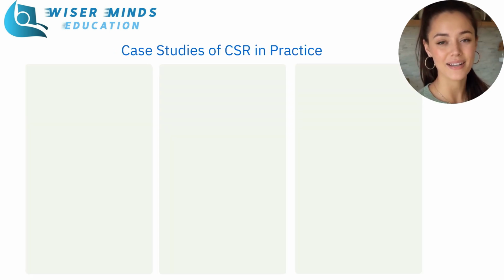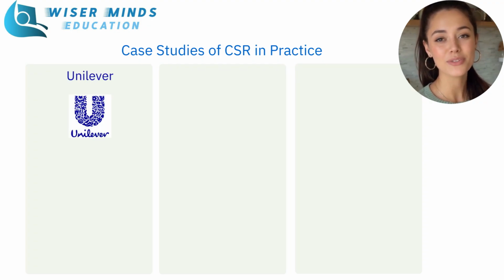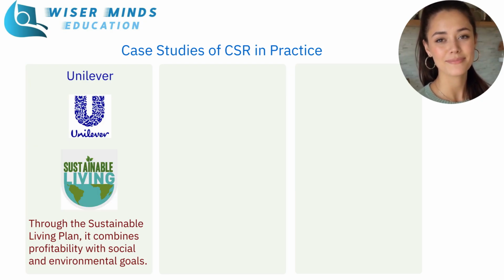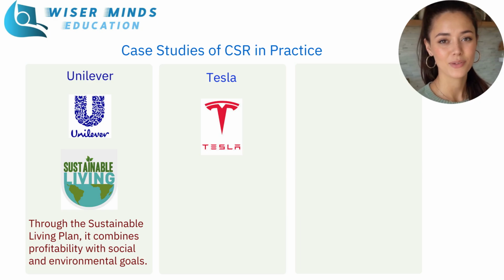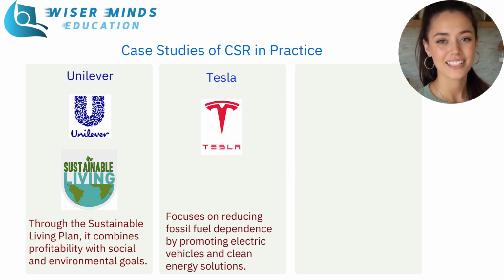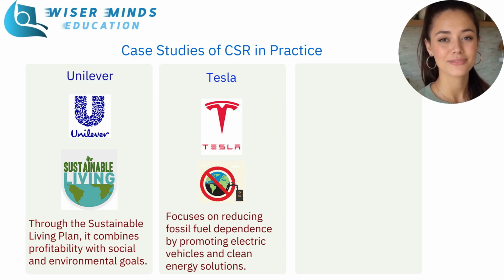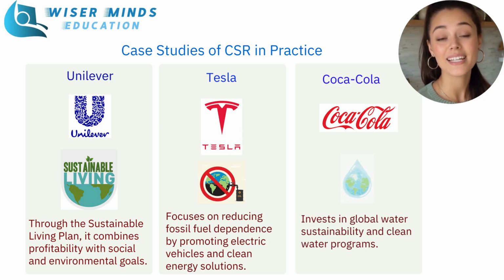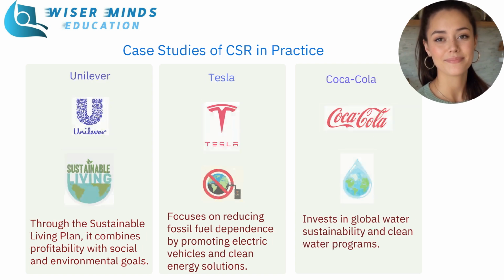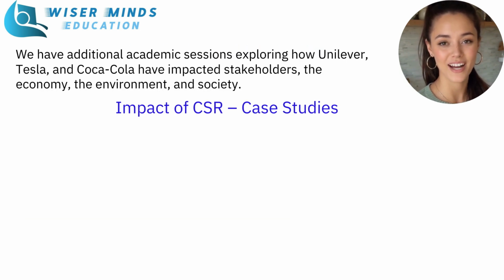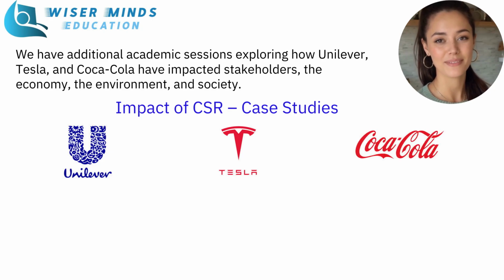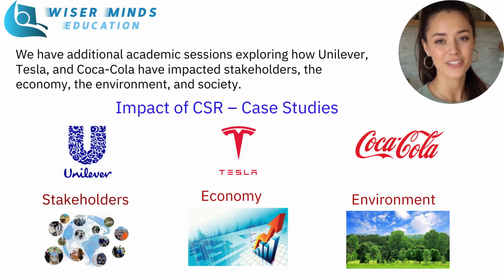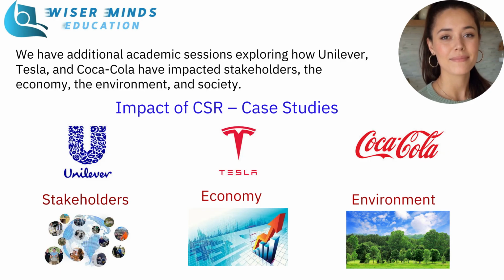Case studies of CSR in practice. Unilever: through the Sustainable Living Plan, it combines profitability with social and environmental goals. Tesla focuses on reducing fossil fuel dependence by promoting electric vehicles and clean energy solutions. Coca-Cola invests in global water sustainability and clean water programs. We have additional academic sessions exploring how Unilever, Tesla, and Coca-Cola have impacted stakeholders, the economy, the environment, and society. Please watch the lecture video titled Impact of CSR Case Studies.